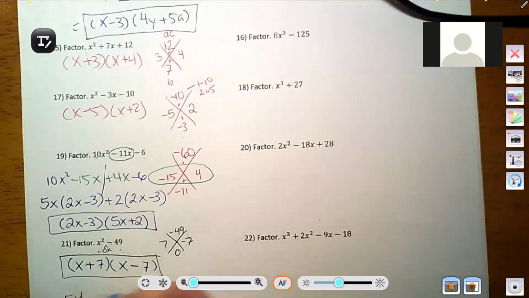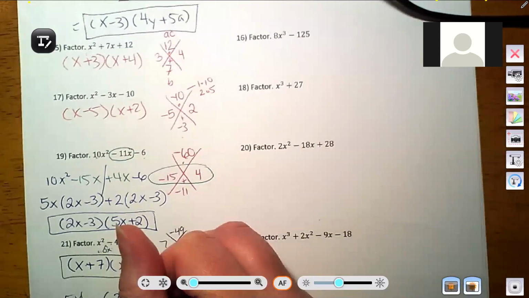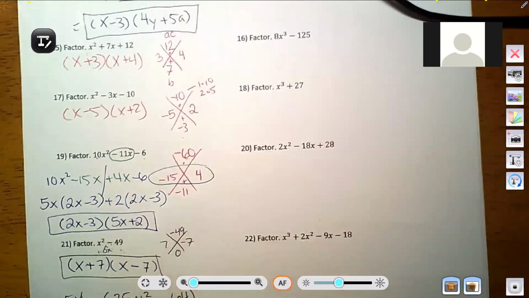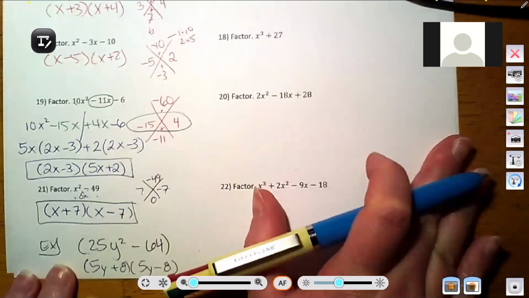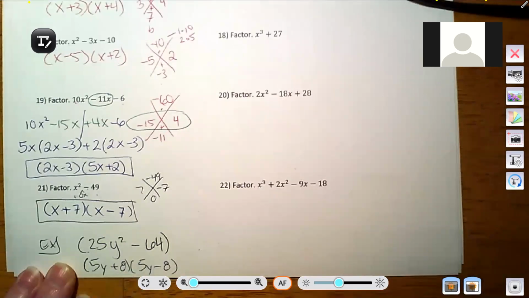So if I had something like 25y squared minus, let's see, 64. Then I could say it's 5y plus 8, 5y minus 8, rather than having to multiply 25 and negative 64 and then add to 0, because the b is 0, and then do grouping. Oops, that wasn't showing. So again, something where the a is not 1 and it's a difference of squares is a lot quicker to do by recognizing it's a difference of squares.